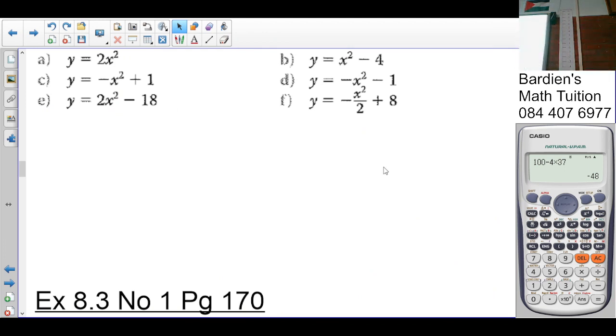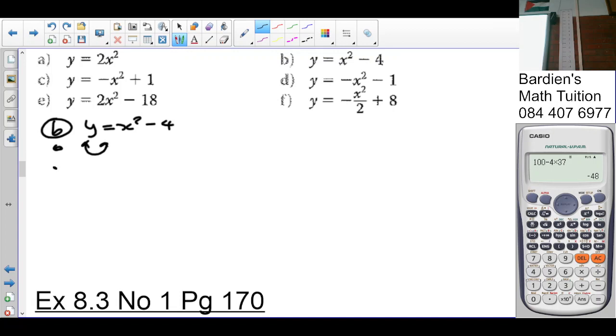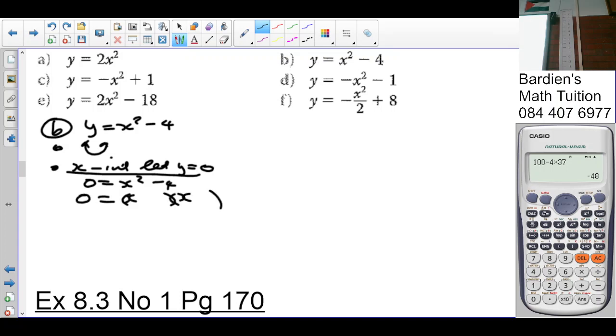Okay. Let's look at B. y equals x squared minus 4. So what's the first thing? The shape of the graph. The graph is smiling. Secondly, x-intercept. What do you do for x-intercept? Let y equal to 0. So 0 is equal to x squared minus 4. Difference of two squares. So x and x, 2 and 2, plus and minus. So x is equal to 2 or x is equal to negative 2.